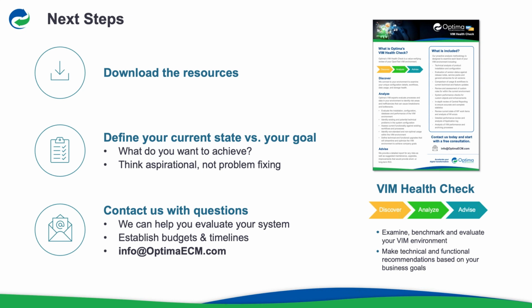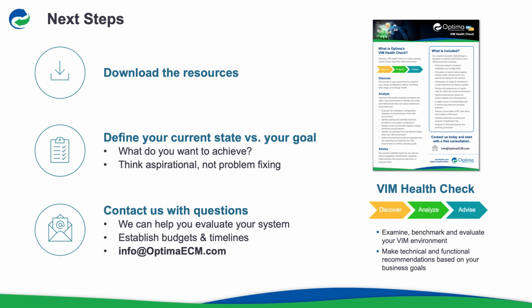So what do you do with all that information? What do you do now? Well, first, be sure to download the handouts from your webinar control panel if you haven't already. We put these together so you can share them with your team. Feel free to share them around, take a look at them, talk them over together. Get with your team and start evaluating the current state of your environment. What do you want to achieve in the coming years? Think aspirational, not just fixing problems, but what do you want this to be able to do? What do you want to be able to achieve?